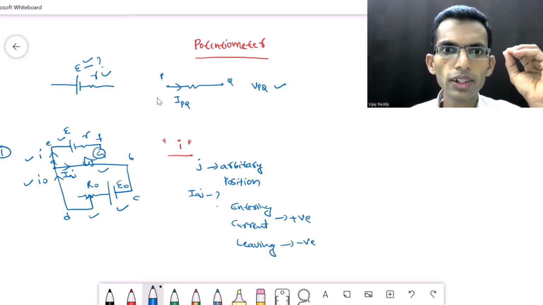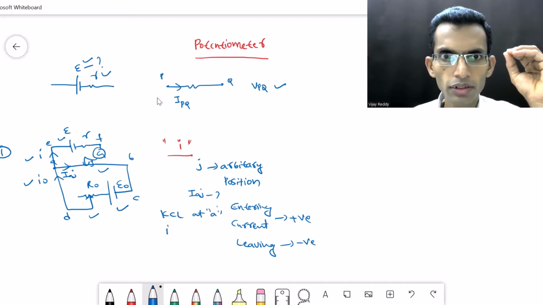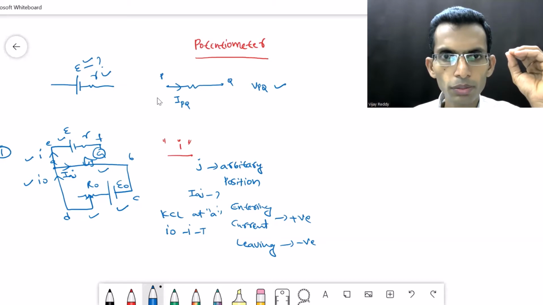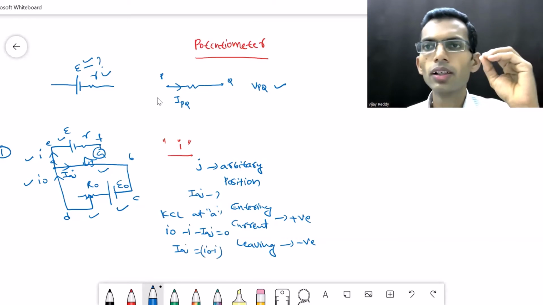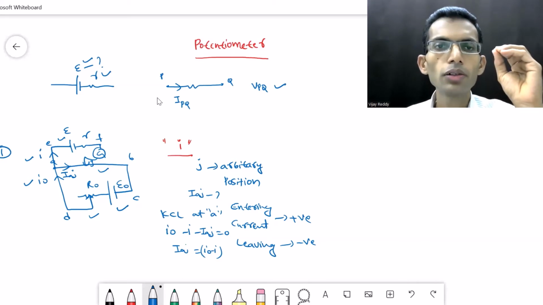So when we apply KCL at junction A, what are we going to get? Algebraic sum must be 0, meaning entering current I0 is positive, leaving currents I and IAJ are negative. So their sum must be 0 as per KCL. So IAJ is equal to I0 minus I. In order to get current expression, we need to apply KVL to the loop.